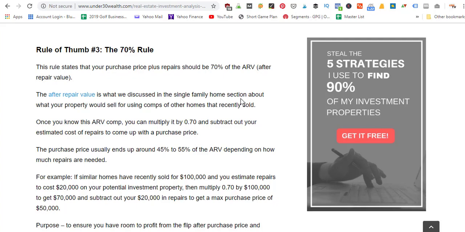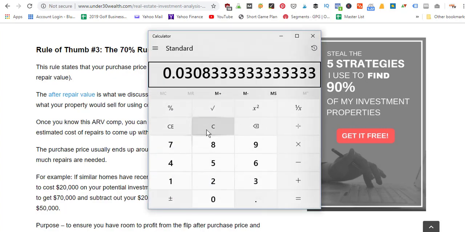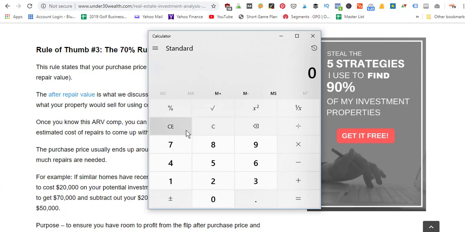Rule number 3, the 70% rule, is for flips. You want to buy a property so that your purchase and repairs all-in cost is about 70% of the final value. So in our example again, buying a $30,000 house that could sell for $120,000, to figure out what our all-in cost needed to be, we'd multiply that final repair value by 70%. So let's take $120,000 and multiply that by 70%, and that comes out to $84,000.